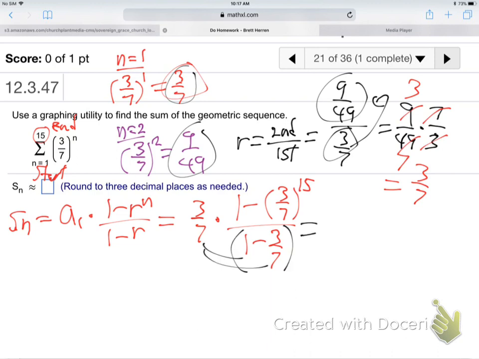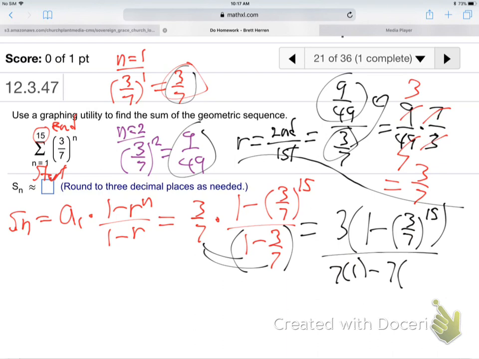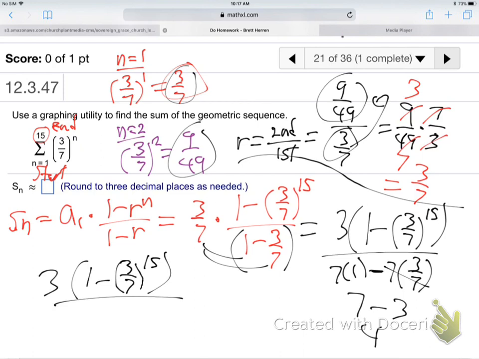I'm going to multiply this through to get it out of the way. So I'm going to get 3 times (1 minus (3/7)^15) on the top. On the bottom, 7 times (1 minus 3/7), which is 7 minus 3. The 7s will cancel. Denominator is just 4. See how we do that? So we get 3 times (1 minus (3/7)^15) over 4. We good? And then I would just hit the buttons at that point on my calculator.